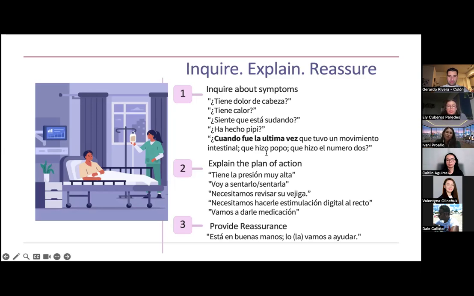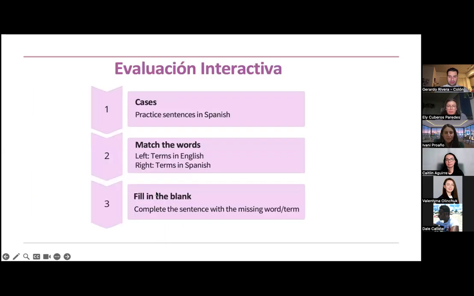And we can also provide reassurance. So like, está en buenas manos, you're in good hands, and we're going to help you. Le vamos a ayudar. La vamos a ayudar if it's a female patient. Lo vamos a ayudar if it's a male patient.